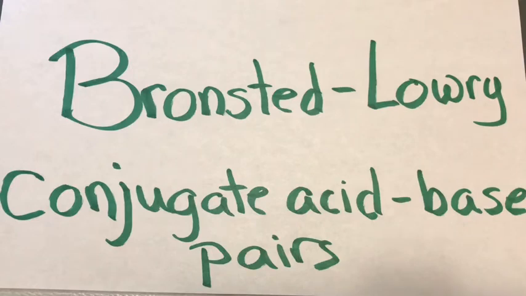Hello. Today we're going to talk about the Bronsted-Lowry definitions of acid and bases, and we're also going to learn how to determine the conjugate acid-base pairs that are associated with this definition. Before we get started on that, let's think about what we've already learned.